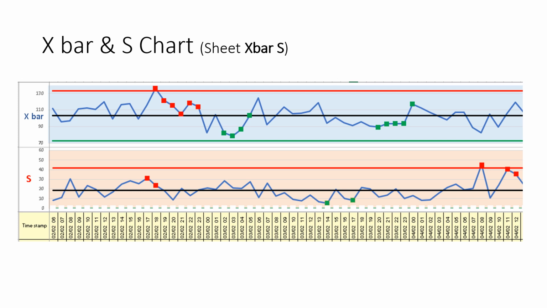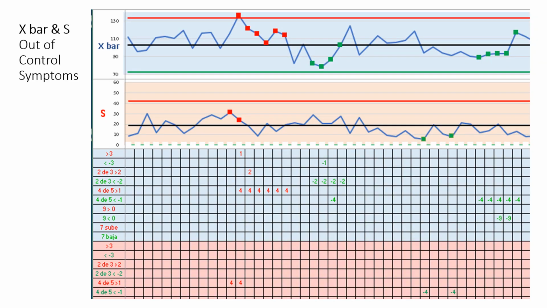Operators must be trained to interpret these out-of-control situations to make the required corrections in the process as soon as possible. Here we can see the specific symptoms alerting each out-of-control situation. The different symptoms may require different actions from the operator.